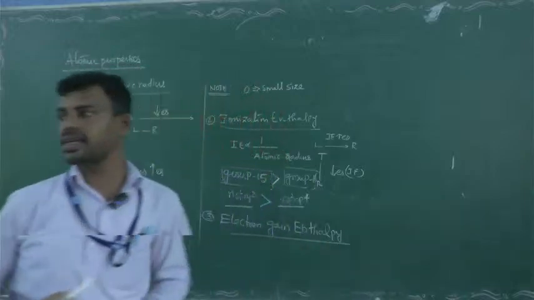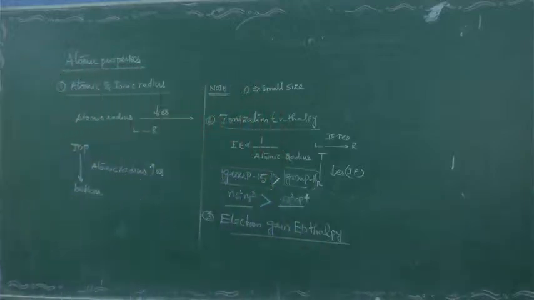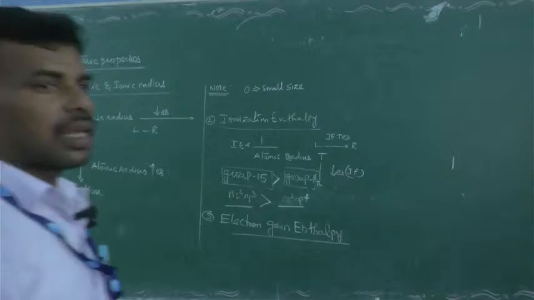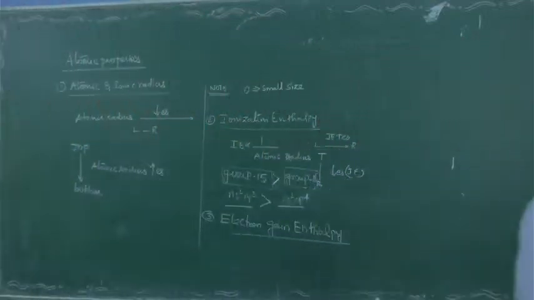All the elements in group 16 have a negative electron gain enthalpy. What is the meaning of negative electron gain enthalpy? Particularly, negative electron gain enthalpy means exothermic. What is the meaning of it?